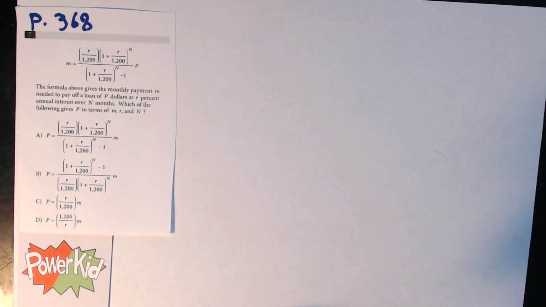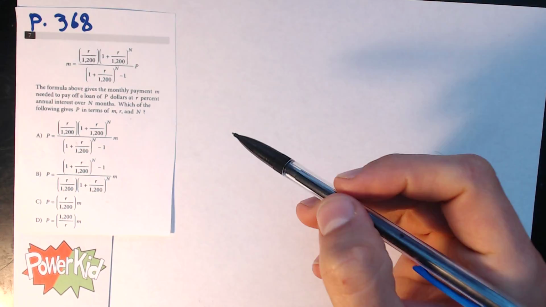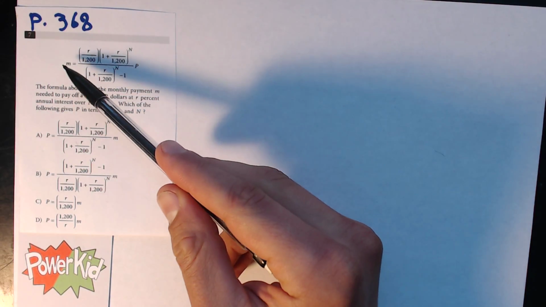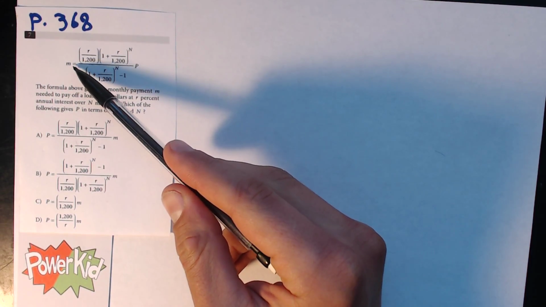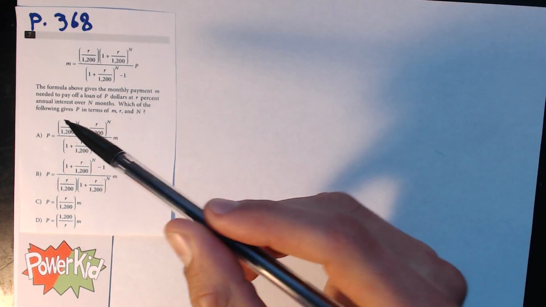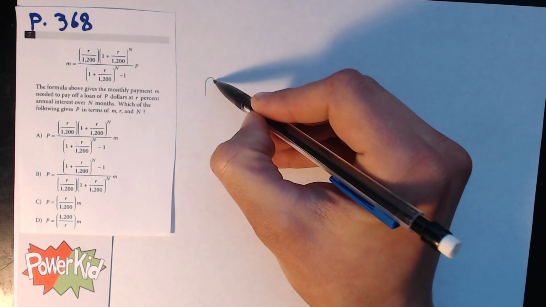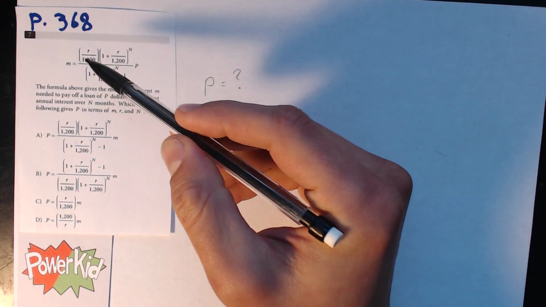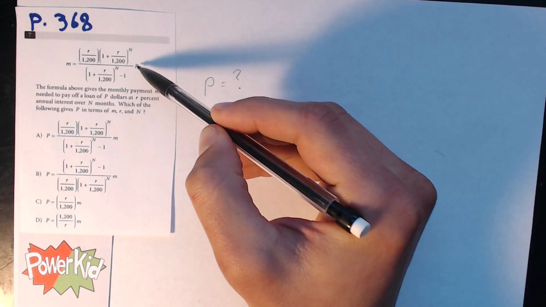All this problem is asking, they're saying, which of the following gives P in terms of something? If you're not sure what the question is asking, just look at the answers. You'll notice that the original equation starts out as M equals something or other. All of the answers are P equals something or other. So they just want an equation as P equals question mark. They want you to rearrange this equation to get P on its own.